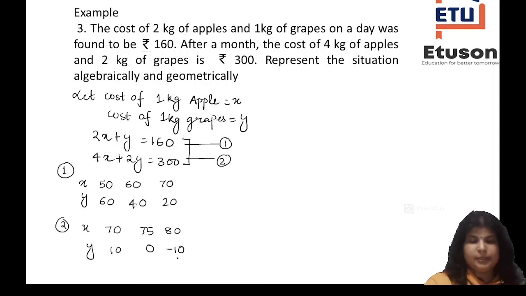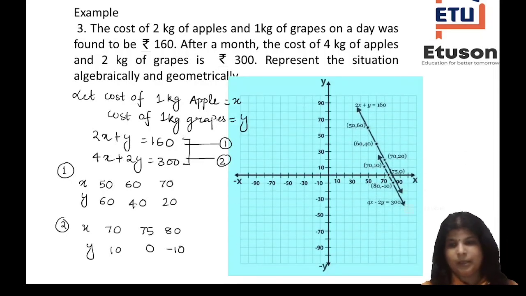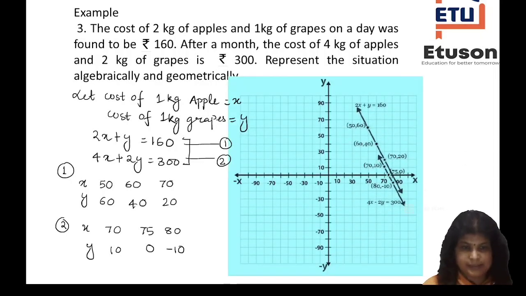So by taking these points, the graph will look like this. Correct? So what is the relationship between the two graphs? They are parallel to each other. By seeing the equations themselves also, you can tell that the linear equations are parallel to each other. How? They will maintain the same ratio.